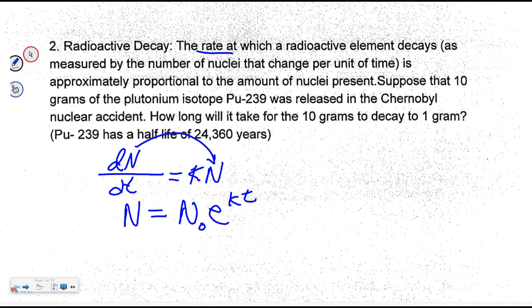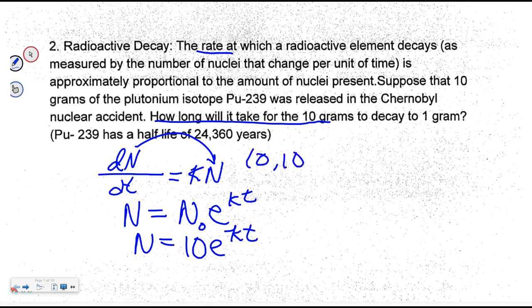Go ahead and read it. I actually know my N sub 0. What is it? 10. Yep, right here. There were 10 grams. So we can replace that with a 10. This is what makes this one a little tricky. So I was able to use this to figure out the N sub 0. The problem is I really want to figure out how long, so I'm going to be looking for this t that'll take that 10 grams to go down to 1 gram.